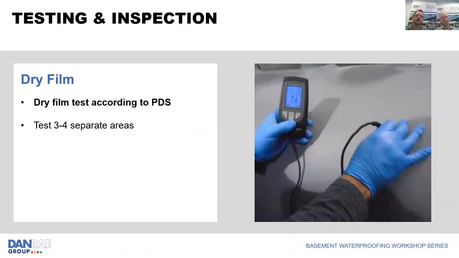Dry film thickness, we use an ultrasonic tester. So in this case, you're testing the membrane when it's dry. So you would make sure that you're getting the correct dry film thickness on a liquid membrane on the walls, and then you would check with the data sheet to ensure that you had the correct thickness on the walls of the basement.